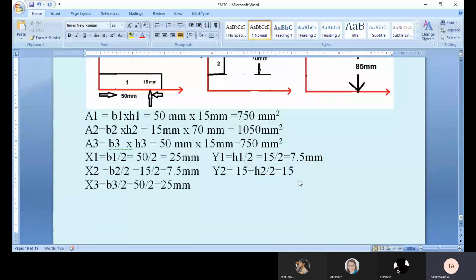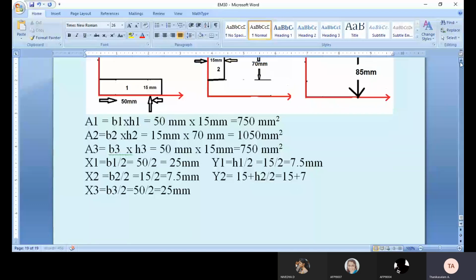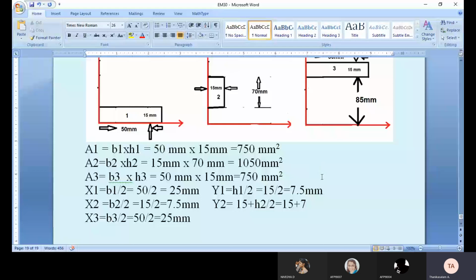15 plus how much? 70, no? Height is 70. See the second rectangle, height how much? 70 divided by 2. So 15 plus 35 equal to 50 mm. Understand? If it's not touching, y bar means from the x-axis you have to consider the distance. Here it is 15 mm away first, then the center.